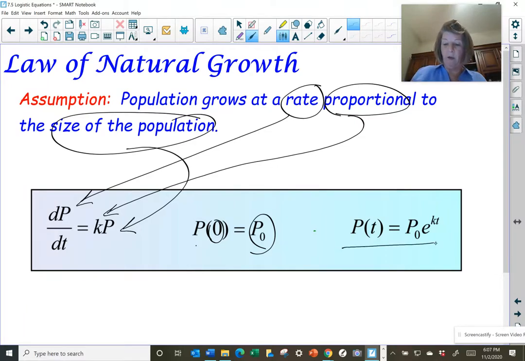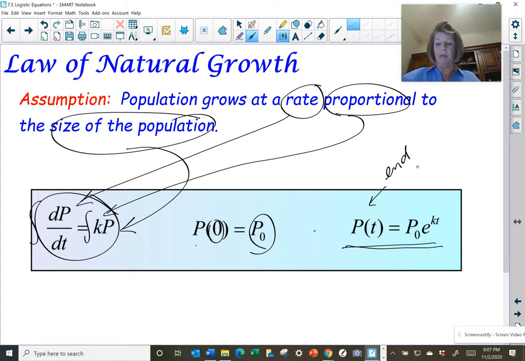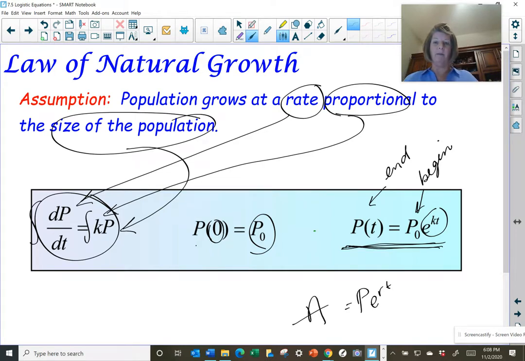And if I separate and integrate, I would come up with P of t. So this is the ending population. P naught is the beginning population. And then e to the kt is that growth constant. We come up with what we've known as the growth model for quite a few years in math, right? You've been working with that. Sometimes we called it the PERT formula when we were working with principal, and we'd come up with some dollar amount at the end when we work with principal and interest. But it's all basically the same.